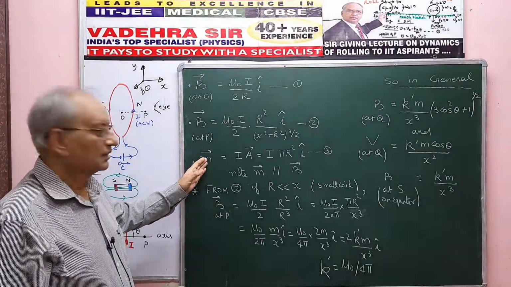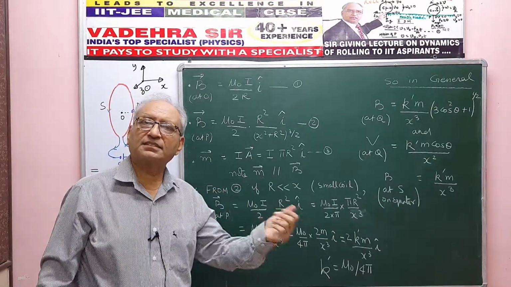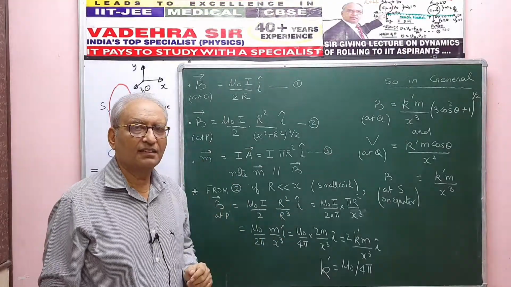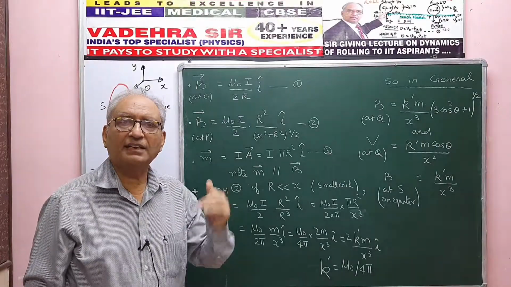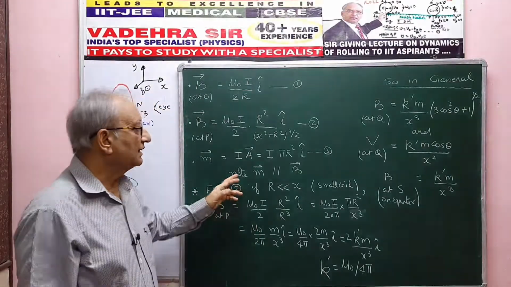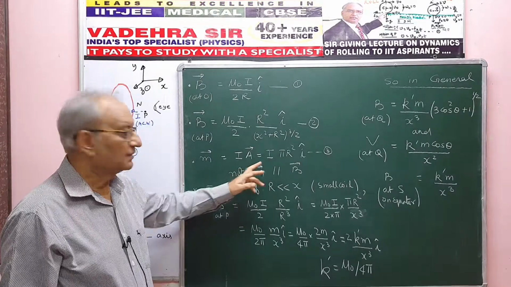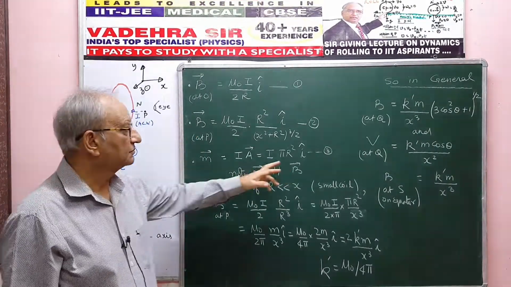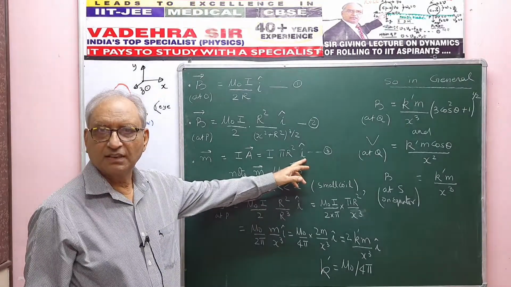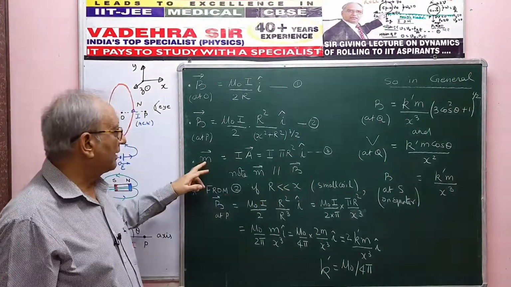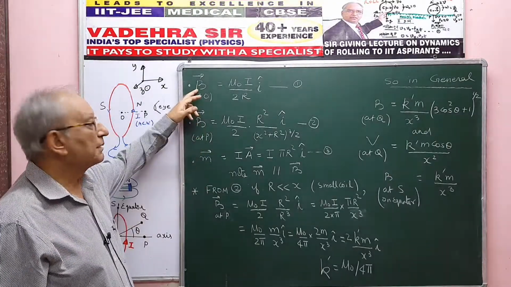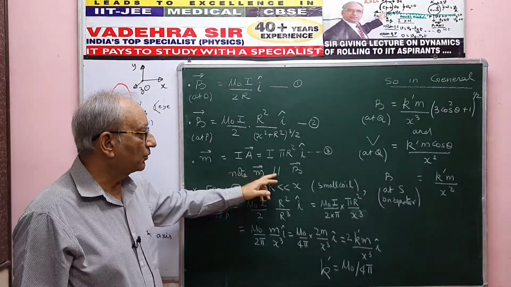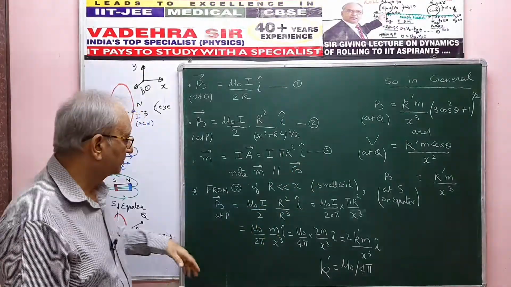M arrow is I A arrow. I is a scalar, and A, the area of the plane, is a vector. So I A arrow: I multiplied by pi r square, where r is the radius of the coil, of course, in the I cap direction. You notice the direction of M arrow is the same as B arrow, same as B naught arrow. And notice that M arrow is parallel to B arrow. That's what I've been saying.